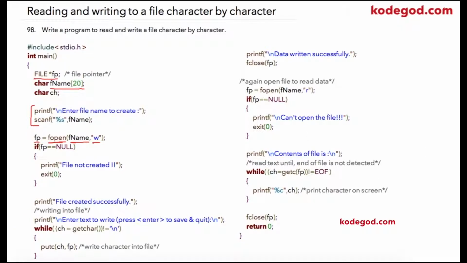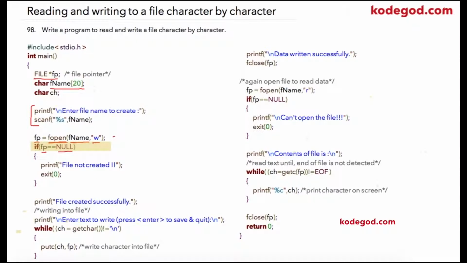Function fopen returns either the address location of this file or it will return null if the file does not exist. So in the next line we are checking whether fp is equal to null. As I told earlier, if the file exists then fp will be pointing to that file, and if the file does not exist then a new file will be created and fp will start pointing to that file. But if there are issues like no disk space or any other reason, then fopen will fail, and in that case fopen will return a null pointer.